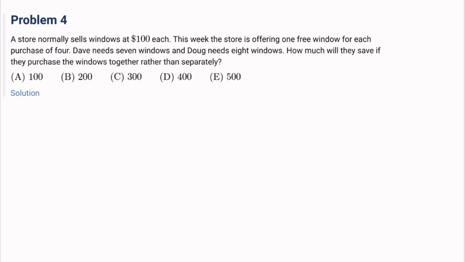So if they purchase separately, Dave will pay for 7 minus 1, so that will be 6 windows. Doug is going to pay for 7, which is 8 minus 1, because if Doug purchases 4, then he will get 1 free, and he just needs 3 more, and that's not 4, right? So he will have to purchase 7. So in total, they have to purchase 13 windows, right?